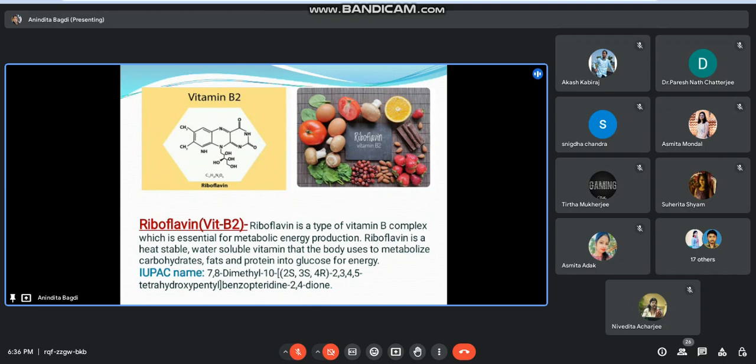Third, riboflavin, also known as vitamin B2. Riboflavin is a type of vitamin B complex which is essential for metabolic energy production. Riboflavin converts carbohydrates, fats, and protein into glucose for energy, and the IUPAC name is 4,8-dimethyl-10-(2S,3S,4R)-2,3,4,5-tetrahydroxypentyl benzoate di-2,4-diene.